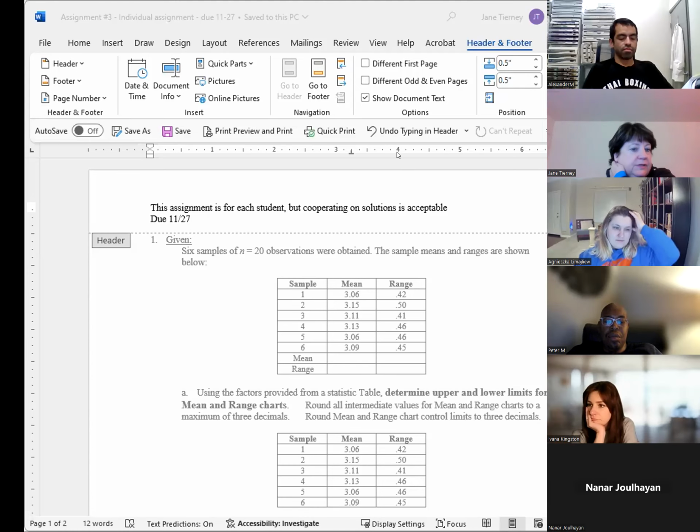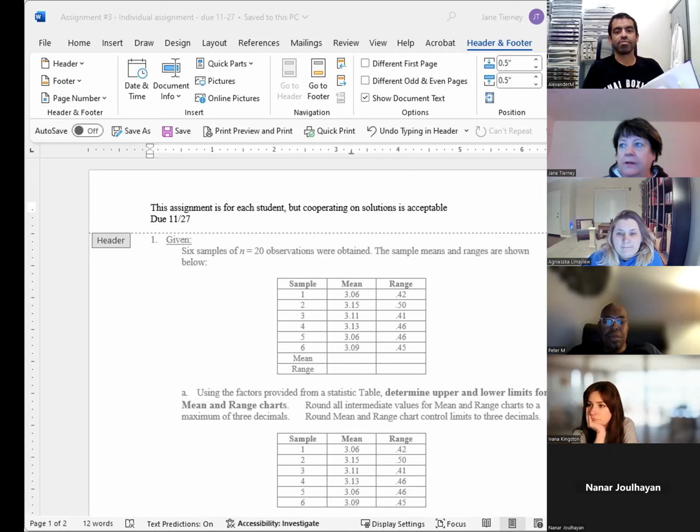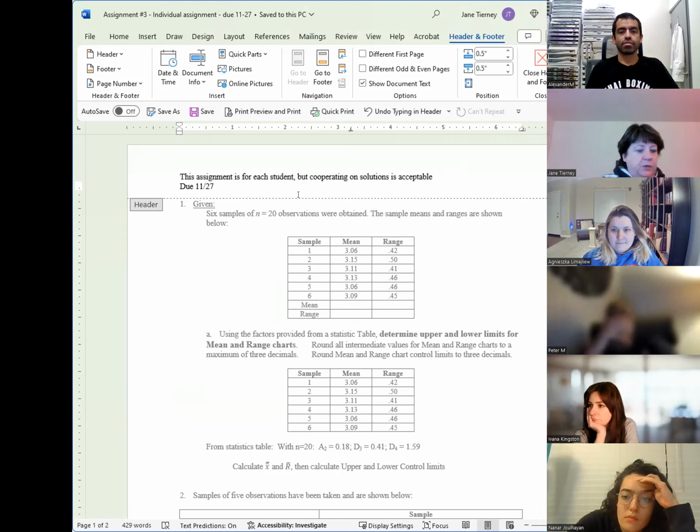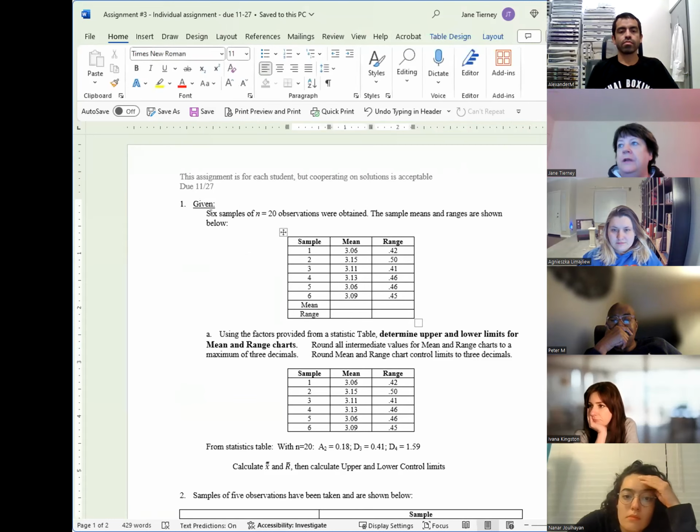Okay, so you can see the homework. So this is what was on Canvas, except it didn't have this top line. So I just said this assignment is for each student, but cooperating is acceptable. So that gives you permission to work together on this, but you each have to turn in the assignment. So there are 4 problems here.